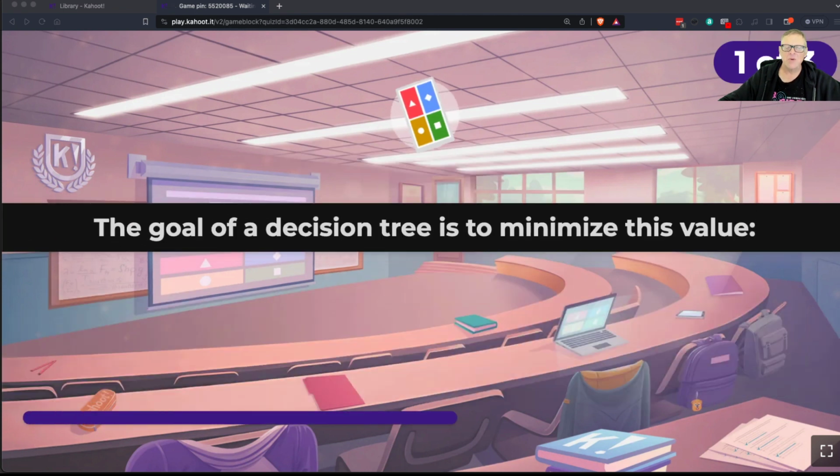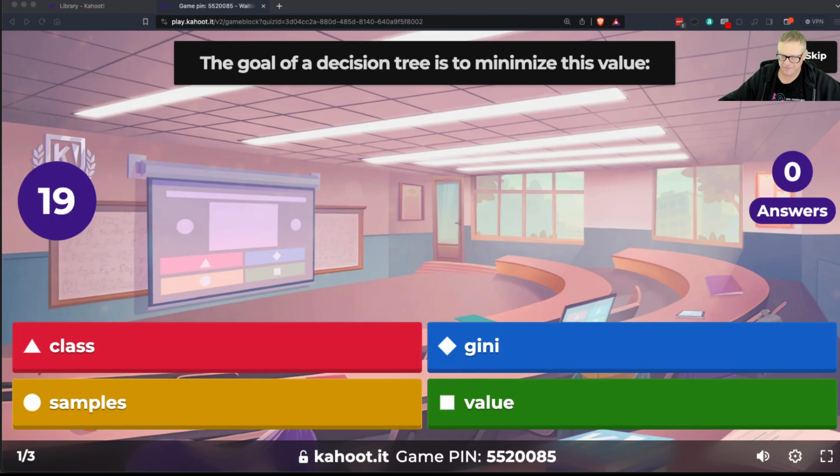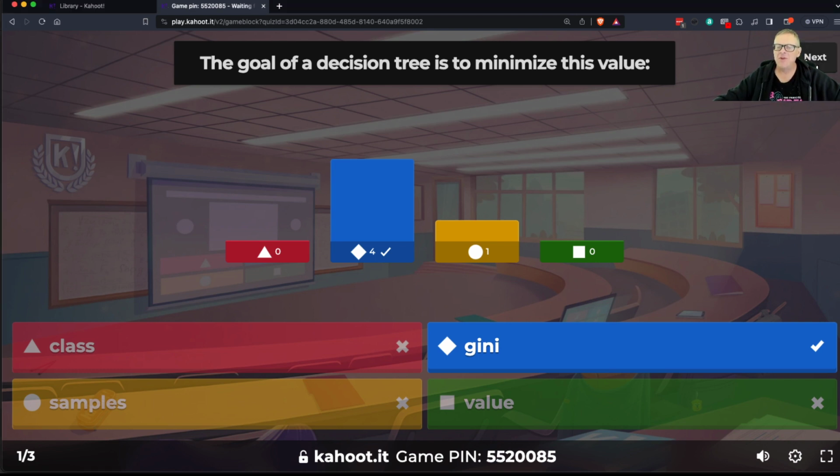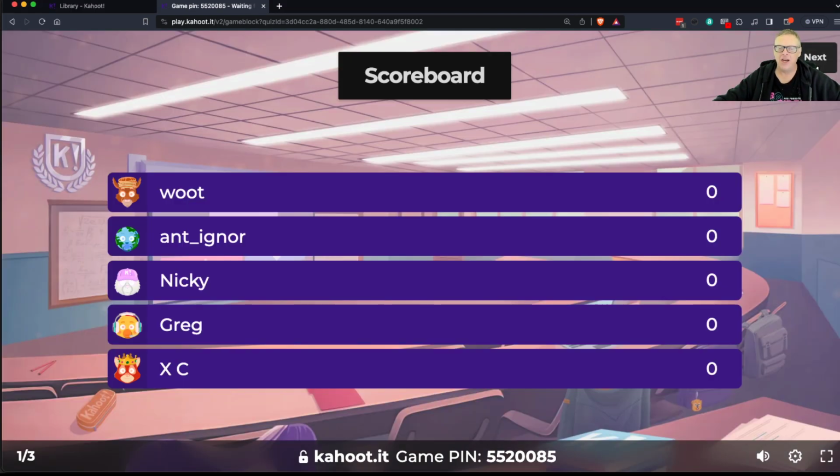So what value are you trying to minimize? The Gini impurity. Minimizing that means accurately classifying into the classes.